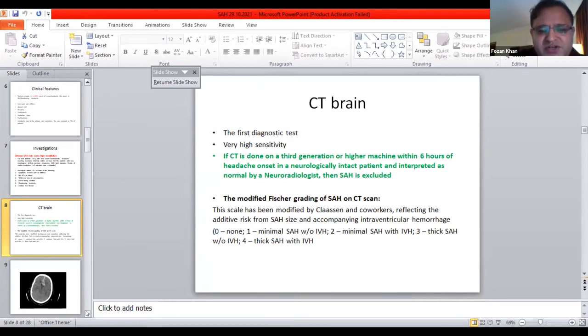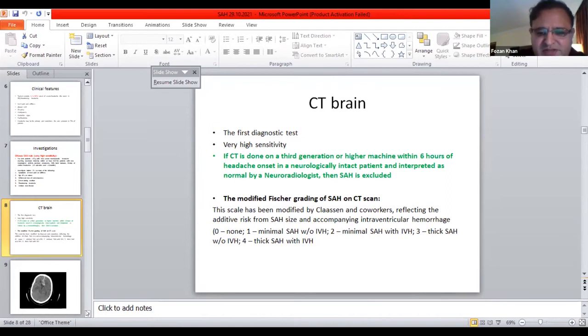There is the modified Fisher grading of subarachnoid hemorrhage on CT brain. So it has been modified by Claassen and co-workers. So grade 0 is if the patient has no bleed. Grade 1 is minimal subarachnoid hemorrhage without intraventricular bleed.